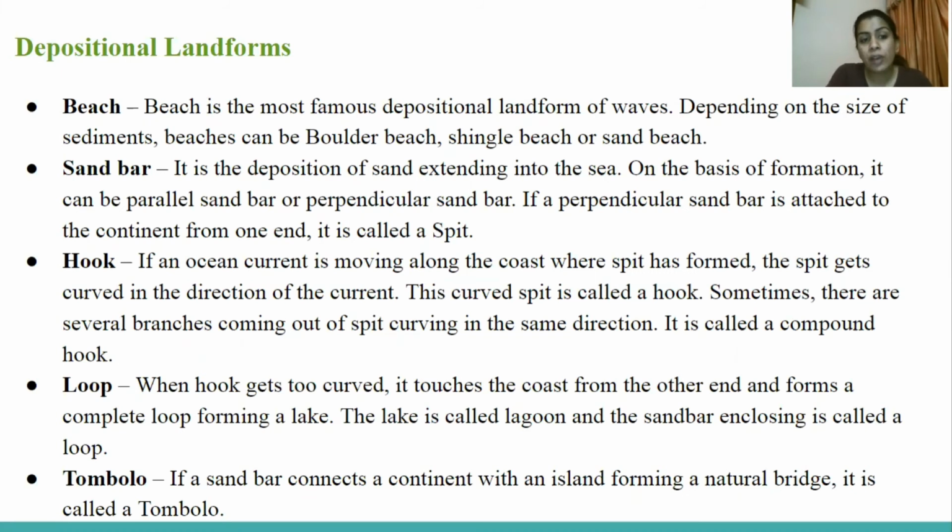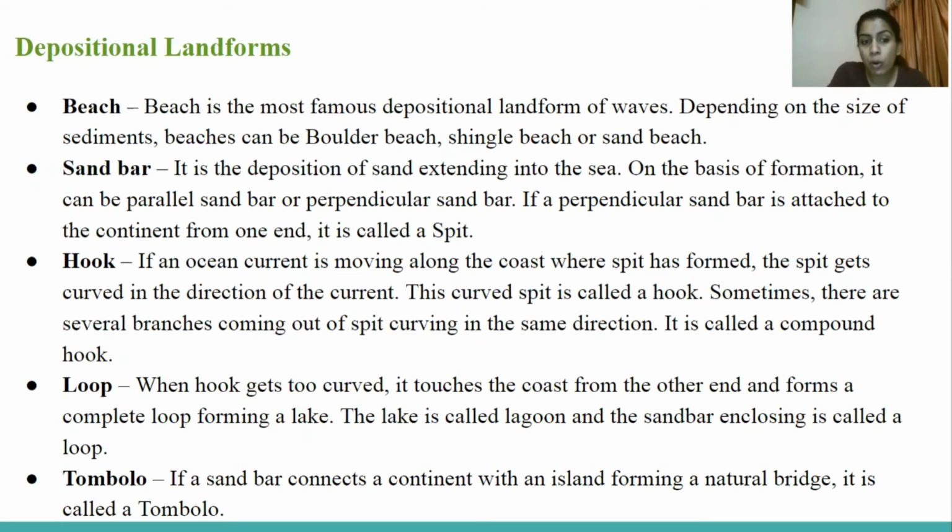Hook. If an ocean current is moving along the coast where the spit has formed, the spit gets curved in the direction of the current. This curved spit is called a hook. Sometimes there are several branches coming out of a spit curving in the same direction. It is called a compound hook.